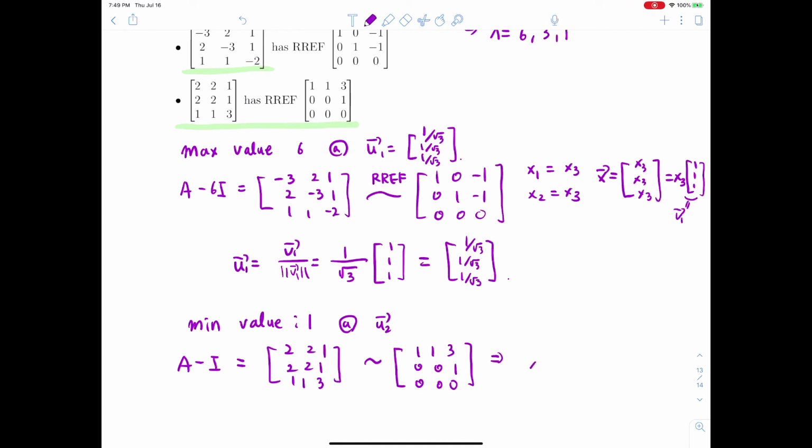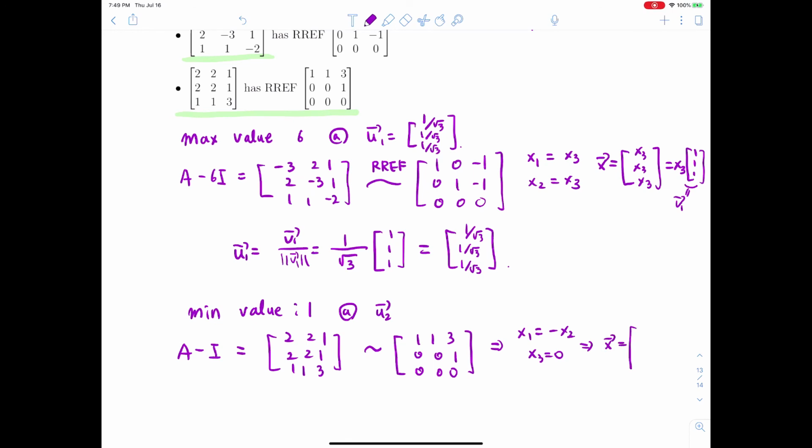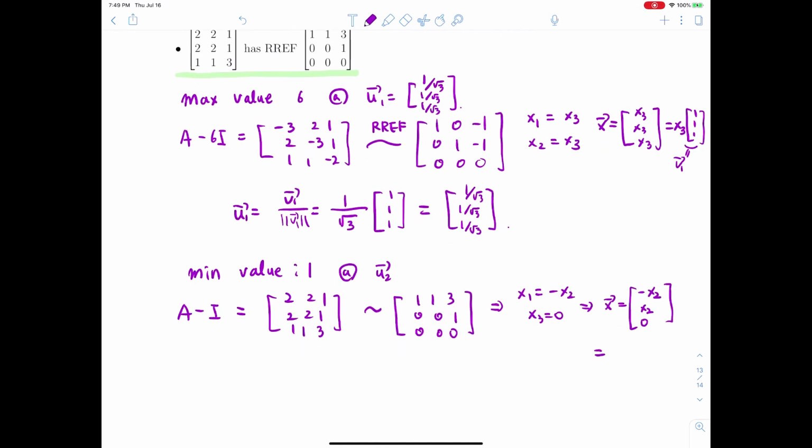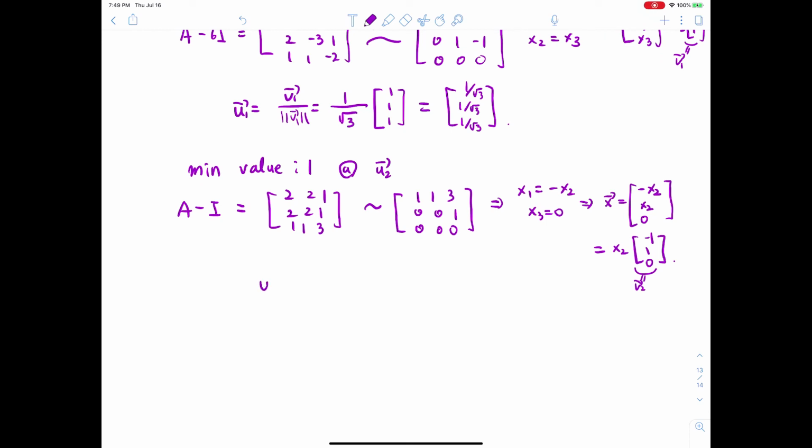And this gives you x3 equals 0, and x1 equals negative x2 minus 3x3, but x3 is 0. So the general element of the null space, or the solution set for the homogeneous equation, is given by (negative x2, x2, 0), or you get a corresponding eigenvector of (-1, 1, 0). So again, if you let this equal v2, then the unit eigenvector is the normalized vector of v2. You divide v2 by its magnitude, and this equals 1 over square root of 2 multiplied by (-1, 1, 0), or (negative 1 over square root of 2, 1 over square root of 2, 0). So the minimum value occurs at (negative 1 over square root of 2, 1 over square root of 2, 0).